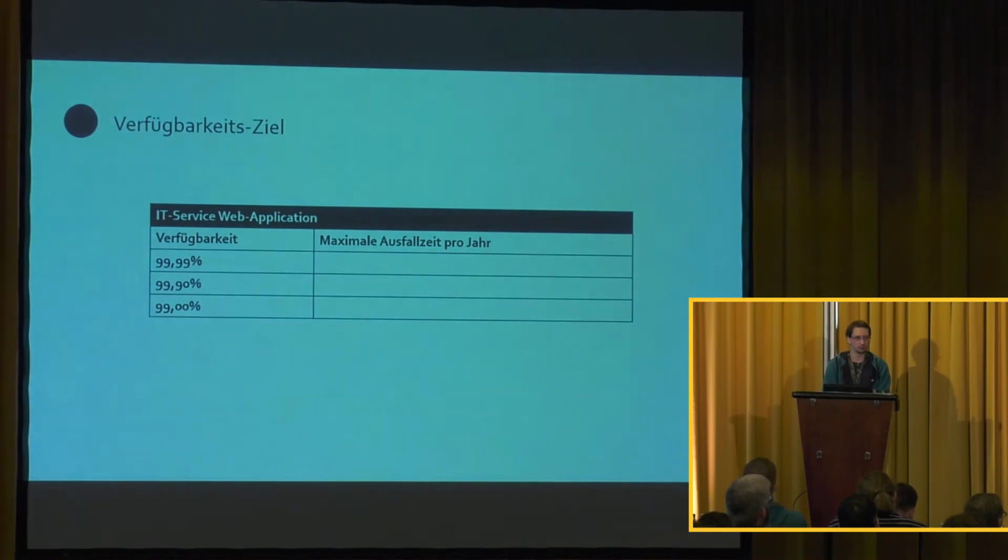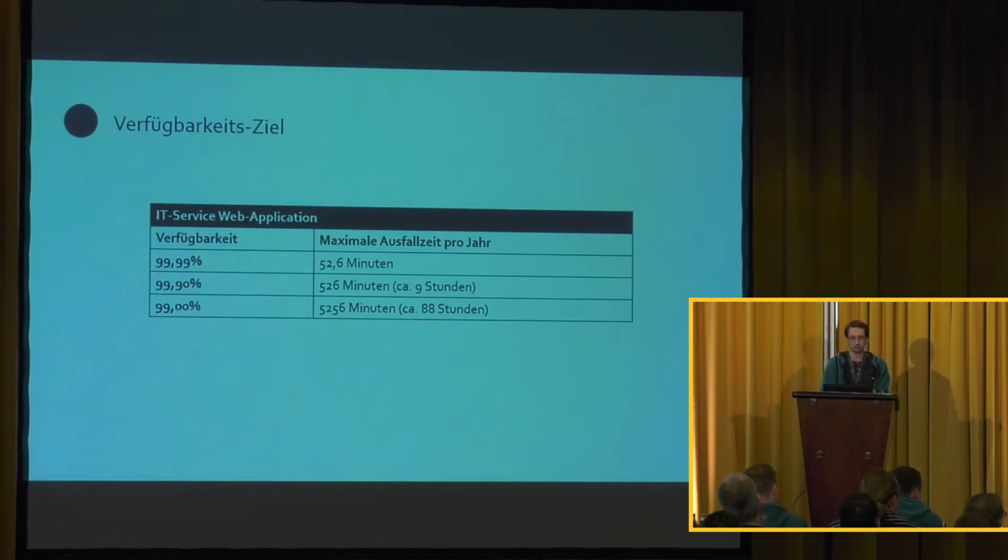What do these goals that we set actually mean for each IT service? There is a maximum downtime that I have presented here. So if we want to have an availability of 99.99% per year, this would mean that the IT service could be down for a bit less than an hour in that year.